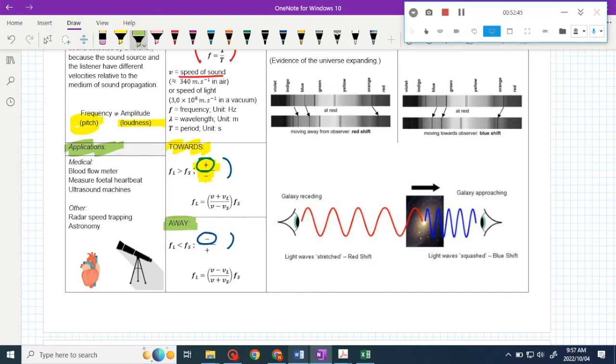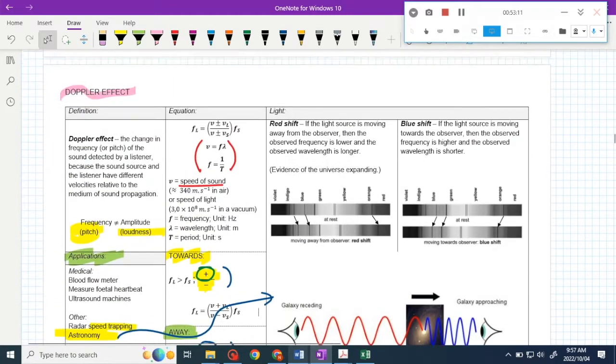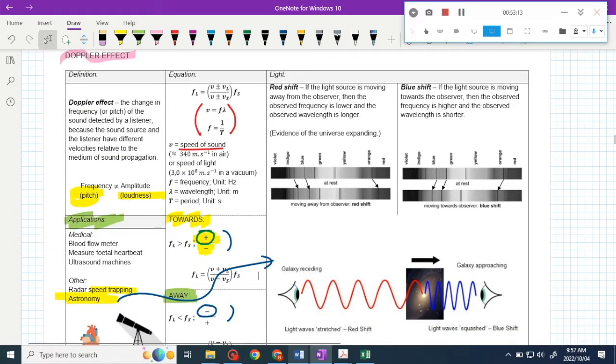So make sure that you can explain how a blood flow meter works, how they measure a fetal heartbeat using the Doppler effect, how ultrasound machines work. A radar speed trapping device is just like your speed trap. You know, the cars are driving. That makes use of the Doppler effect. Astronomy, here we're speaking about red and blue shifts. There is no reason, grade 12s, for you guys to mess up your red and blue shifts. You just need to study it and make sure that you understand it.